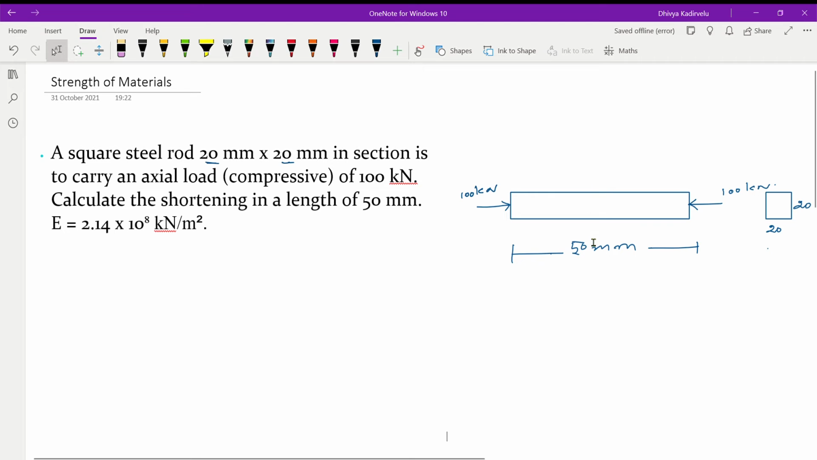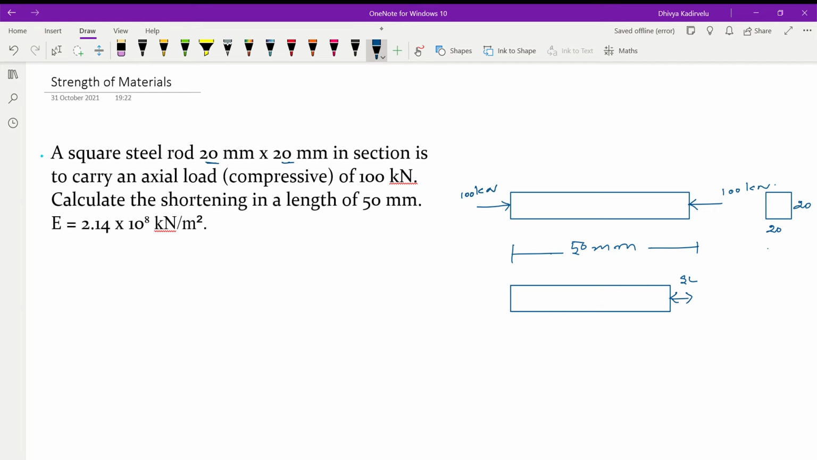So consider this as the square rod which has a square cross section of 20 mm by 20 mm and it has a length of 50 mm, and it is acted upon by an external axial compressive force of 100 kilonewton. Because of this force, there will be some reduction in the length of the beam. Let us assume the change in length or reduced length is denoted by the letter del L. Right. So we need to calculate del L.